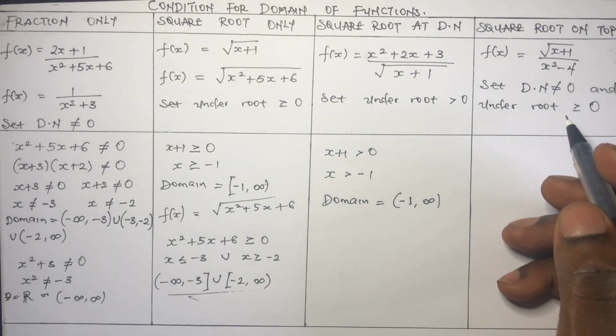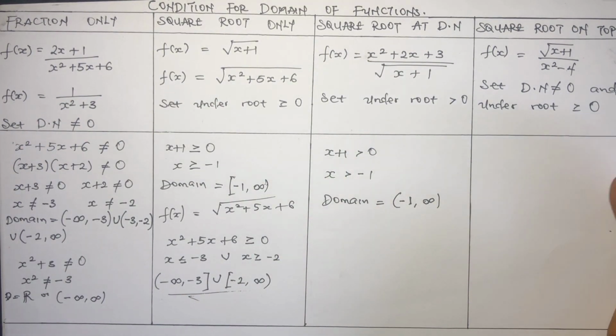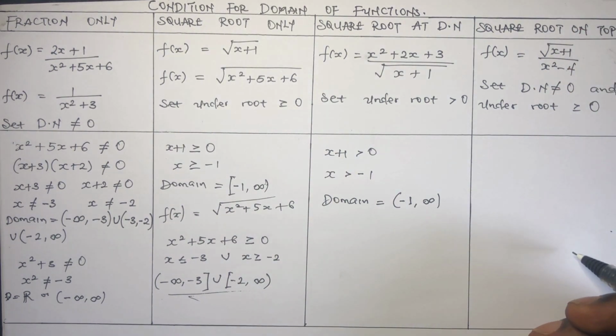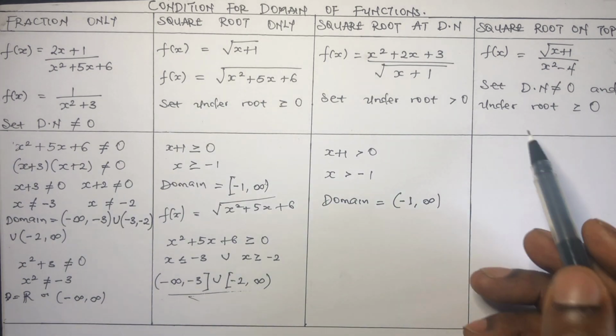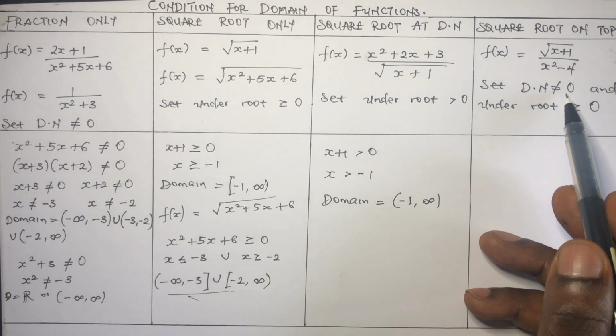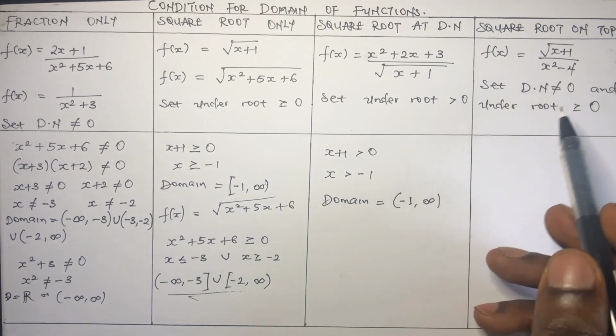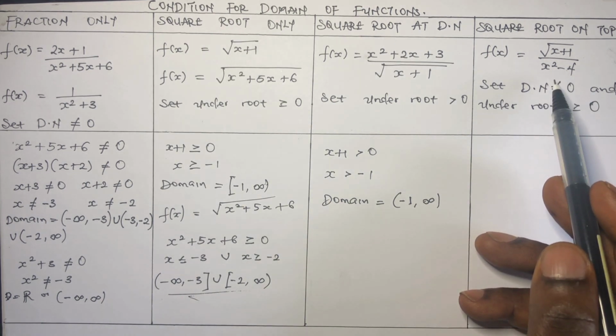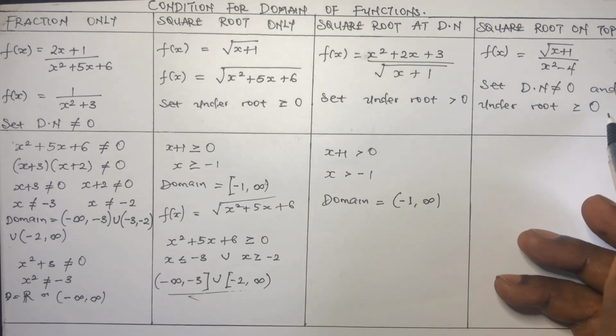So let's talk about the last one on our list, where we have the root as the numerator, and it is being divided by x squared minus 4. So we have two conditions for this, right? We need to set the denominator not equal to 0, and also set the numerator, which is everything under the root, greater than or equal to 0.